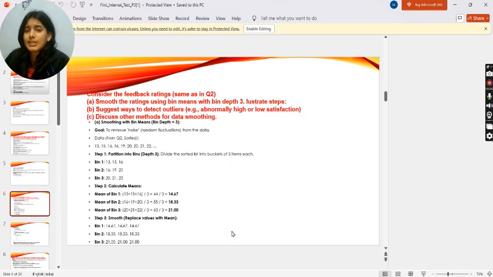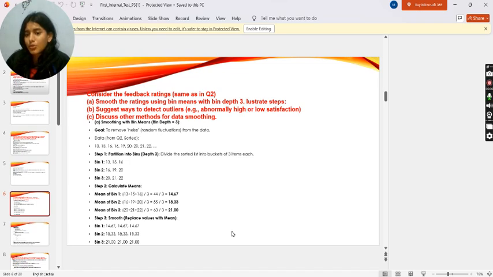Consider the feedback rating same as in question 2. Smooth the ratings using bin means with bin depth 3, illustrate steps. Suggest ways to detect outliers, that is abnormally high or low satisfaction. Discuss other methods for data smoothing. Smoothing with bin means, bin depth equals 3. Goal: to remove noise, random fluctuations from the data.